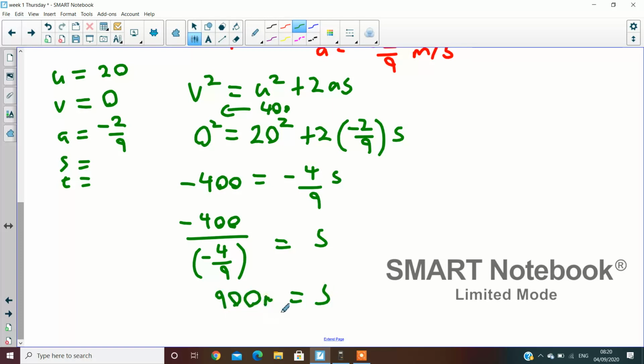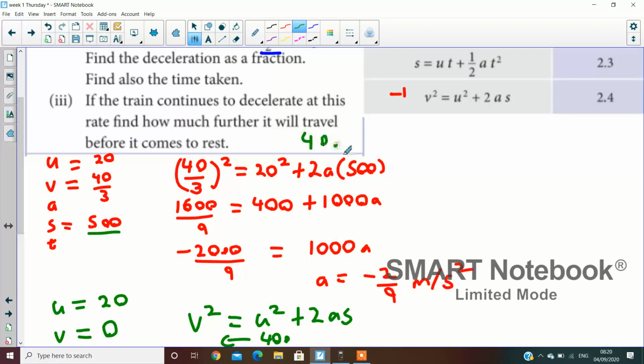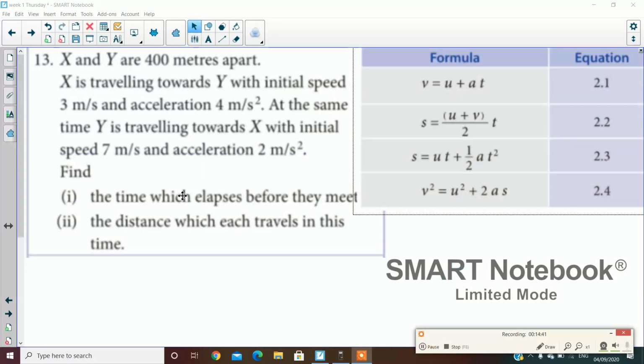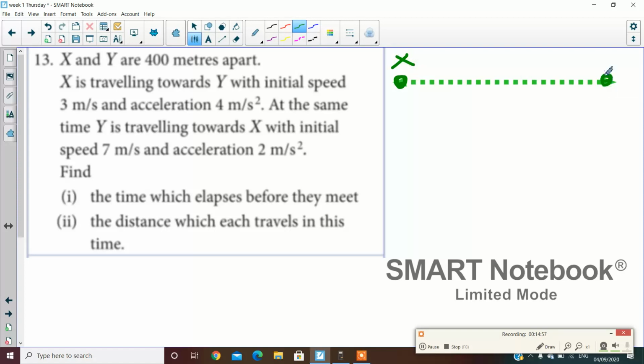Got an S value of 900 meters, which means how much further did you travel? 400 extra meters. That's lagging. Okay, guys. So you have two of them that are 400 meters apart. If you imagine this line here separating them, we have X and Y. This is X and this is Y. Now they're both moving towards each other.